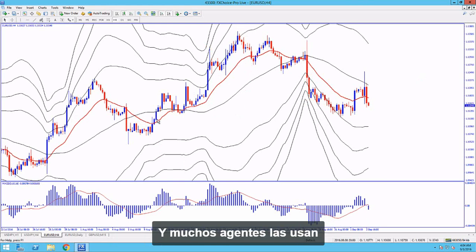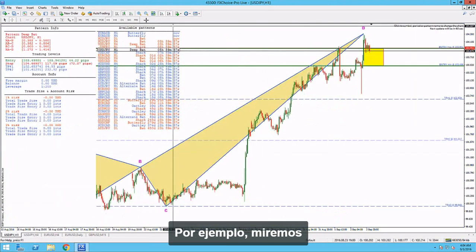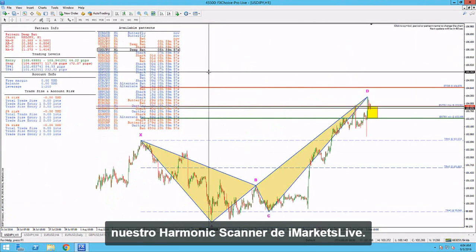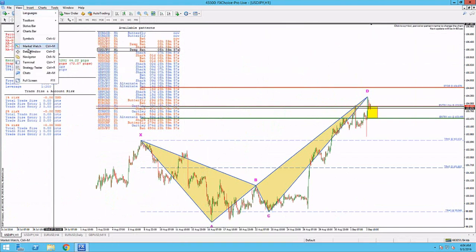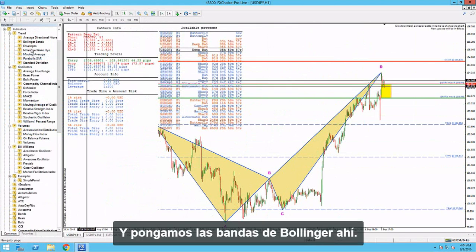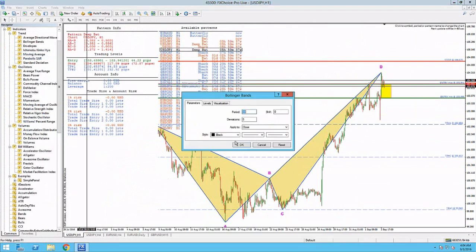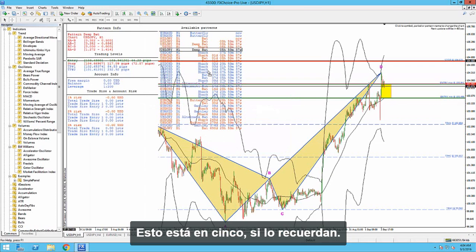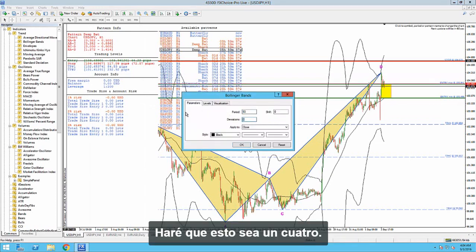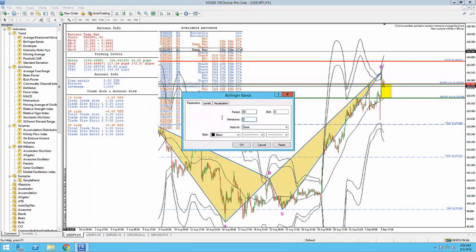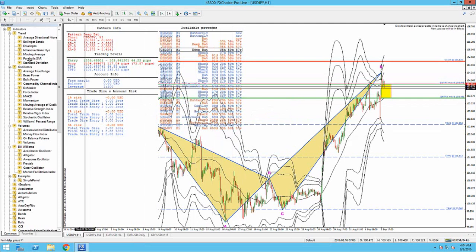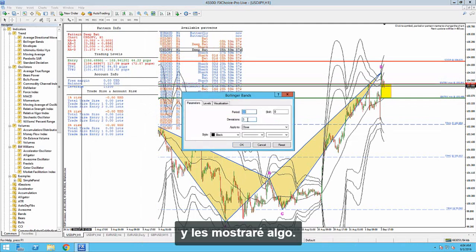Okay, and a lot of traders use them in conjunction with other things. For example, let's take a look at our harmonic scanner from iMarkets Live. Let's take a look and put the Bollinger Bands in. This is at a 5, if you recall. We'll do this at a 4. We'll do this at a 3. And we'll do this at a 2. And I'll show you some.